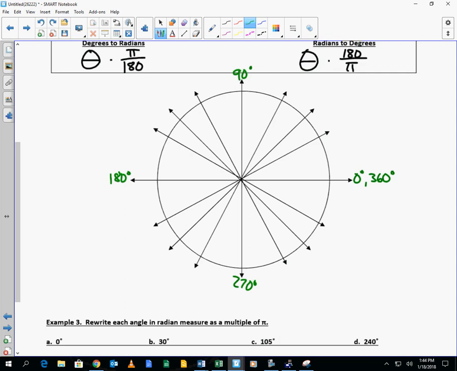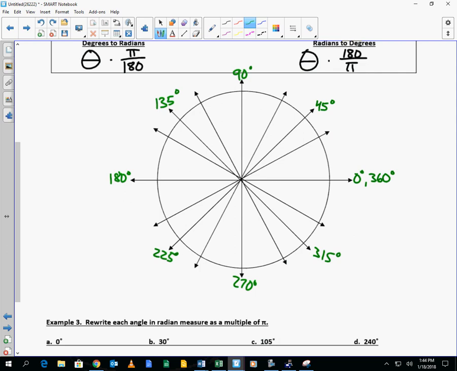90 divided in half is 45. All right, let's mark off some of those 45-degree angles. Then we got that 45, then we got 90, then we got 135. Good. I got 180, then I got 225. Good. I got 270, then I got 315. Very good. Excellent. Good work.